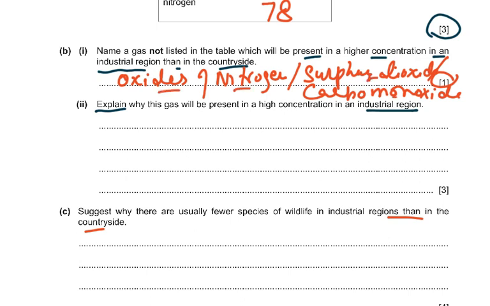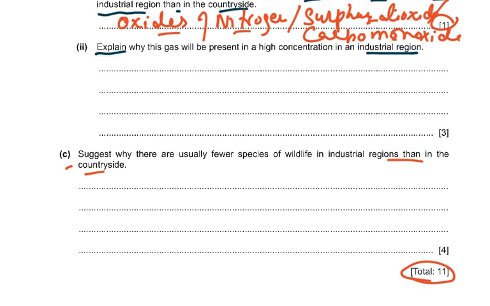and carbon monoxide. Then suggest why there are usually fewer species of wildlife. Why would there be less wildlife? You've got to understand is what? If there's industrialization, there's going to be deforestation. Then there's going to be air and water pollution. Then there's going to be less food for animals. Then people are going to dispose their waste like mercury, and all that is going to result in acid rain. So a lot of points for this suggest part of it, and it is all basically a chapter on pollution.